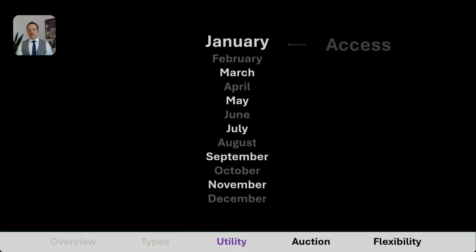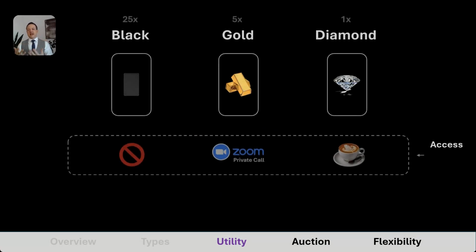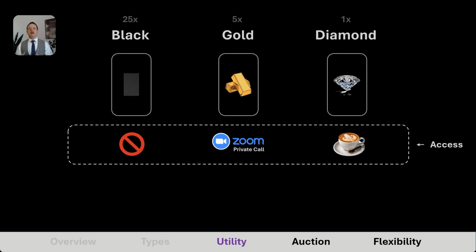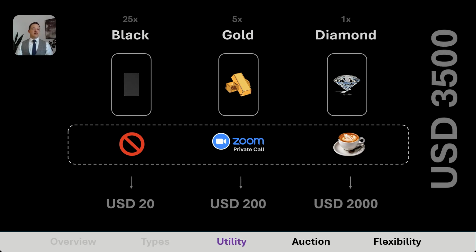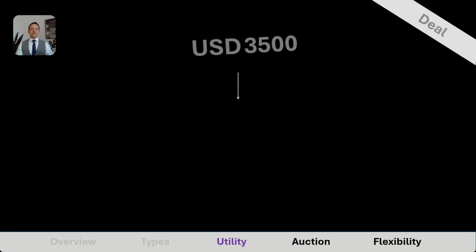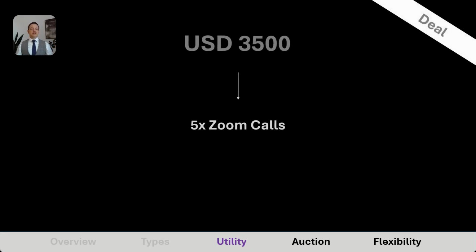Let's say we take January as an example again, you provide the access utility. And here we have the 3 different cards, and the black card has no utility at all. As an example, the gold card has private Zoom calls, and the diamond card provides a coffee raffle where one follower can buy this and can meet you for coffee. Let's say the black card is traded for $20, the Zoom calls for $200, and the coffee gets traded for $2,000. But these are just examples. When you calculate this together, it can end up at $3,500. So the deal for you: get $3,500 in January for 5 Zoom calls and 1 coffee meet.